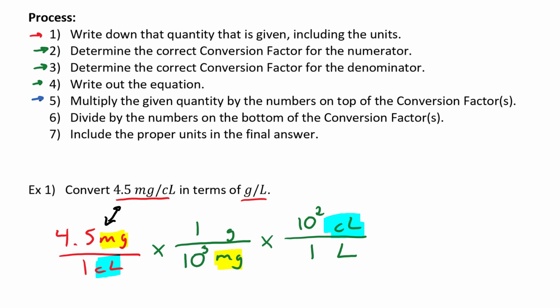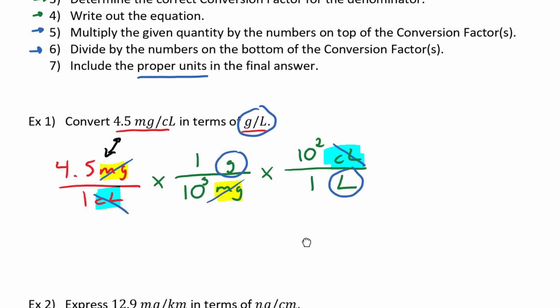We will then multiply the top values and the bottom values. Units will cancel out, leaving you with the proper units in the end. So milligrams cancels milligrams. Centiliters cancels centiliters. Notice I have grams over liters, which is exactly what I asked for here. Work that all out now.